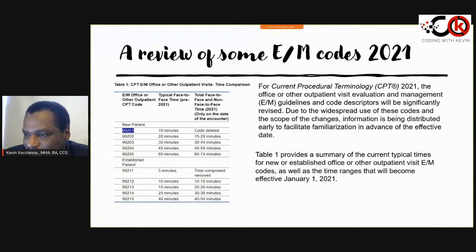The time span for 99202 is currently 20 minutes. In 99202 for 2021, we're looking at 15 to 29 minutes, and so forth. So 99203, 30 to 44, 99204, 45 to 59, 99205, 60 to 74 minutes time span. So time is a prevailing factor in 2021. Everybody see that? Okay.